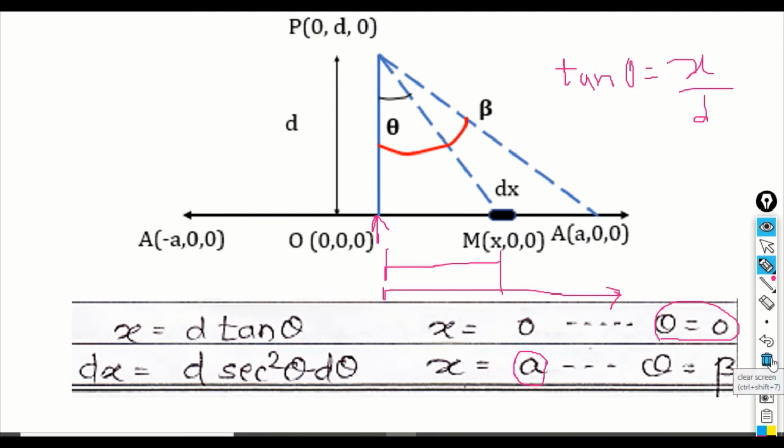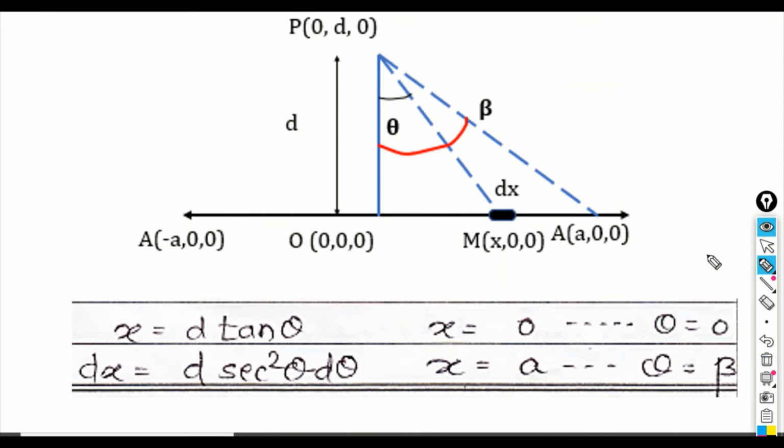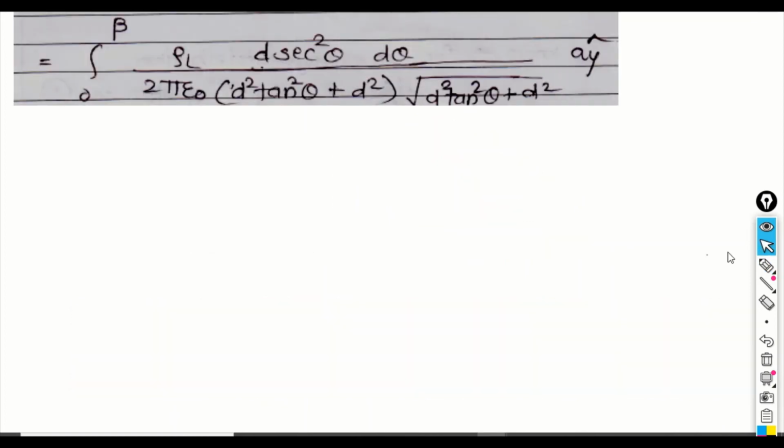So substituting this in the further, what will you get? It will be limits now. Theta is equal to 0 to beta, rho L upon 2 pi epsilon 0. You have dx, so it will be d sec square theta d theta divided by x square. So it will be d square tan square theta plus d square. Wherever you have x and dx, you will be substituting it by d tan theta. So you will get d square tan square theta.